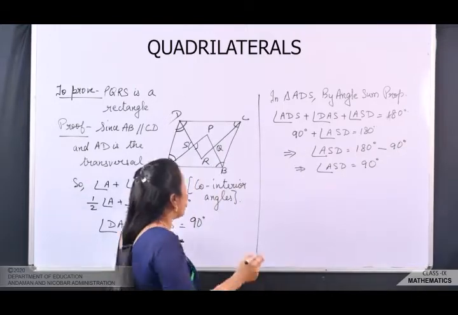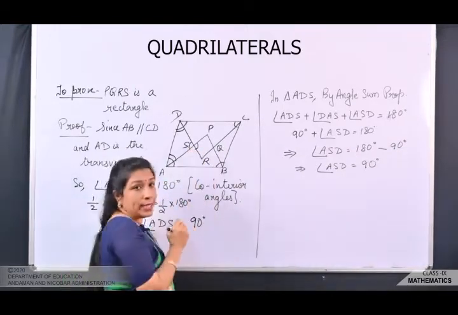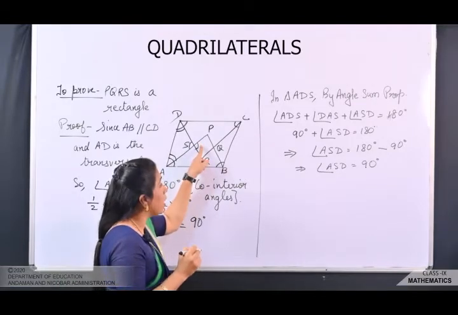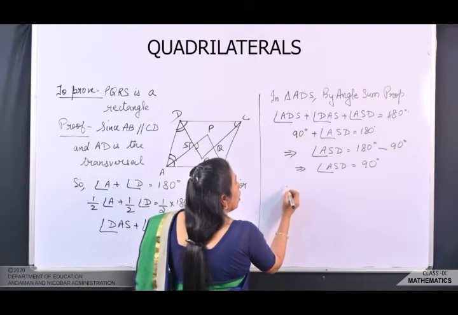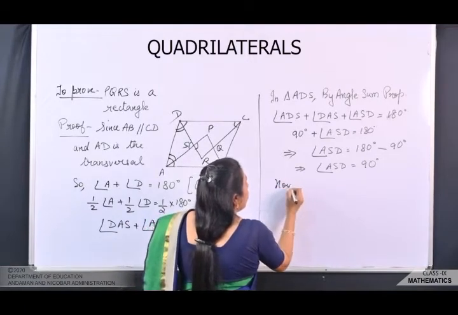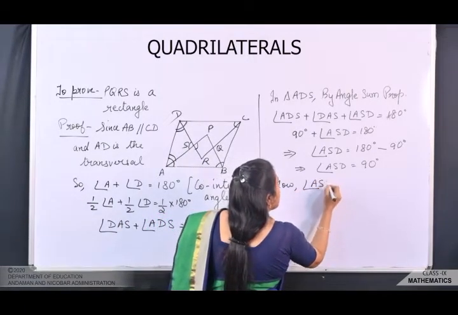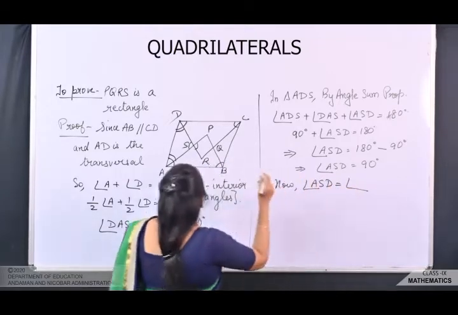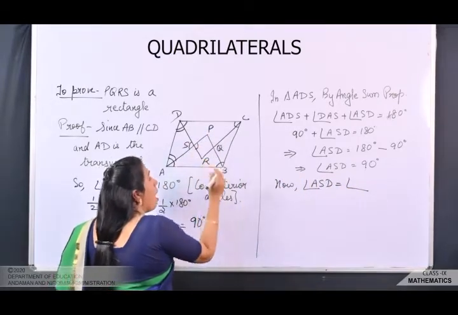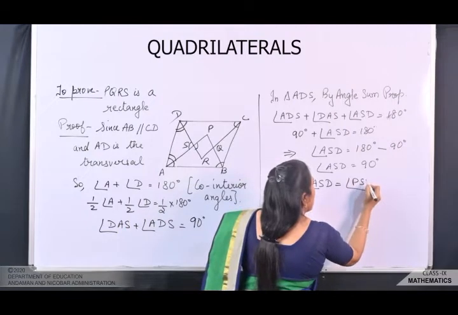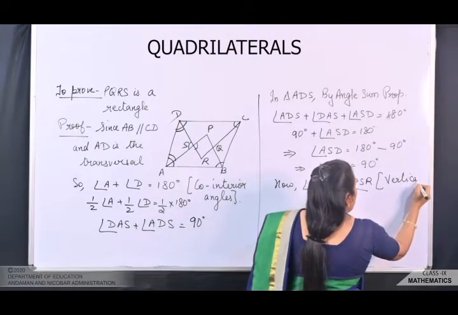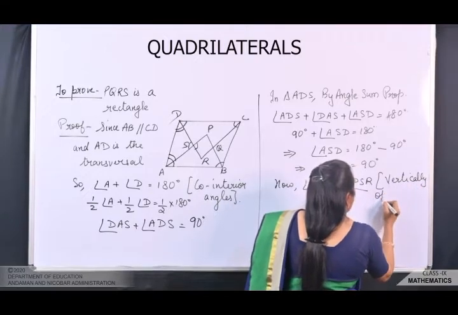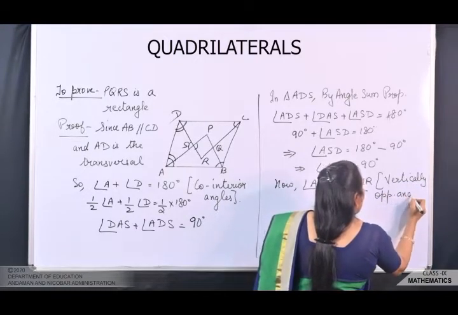We got this angle as 90 degree, so automatically this angle will also be 90 degree. That is, we'll write now angle ASD is equal to angle PSR, because they are vertically opposite angles.